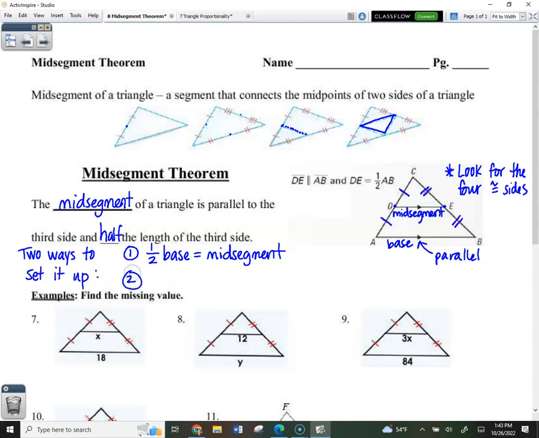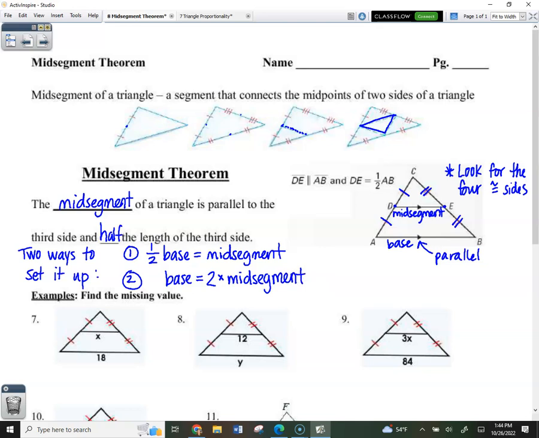Now, raise your hand if you like fractions. No. Exactly. So if I don't want to deal with cutting things in half, because a lot of people are not a fan of fractions, what would be the opposite equation? Multiply the midsegment by 2, and I would have the length of the base. So if you look right here, if you just multiply 2 to the other side, 2 times the midsegment, that is the other way to set this up, and that is the way that most people prefer.